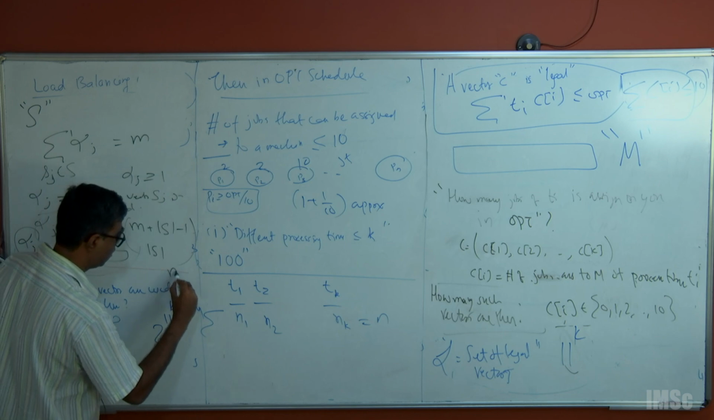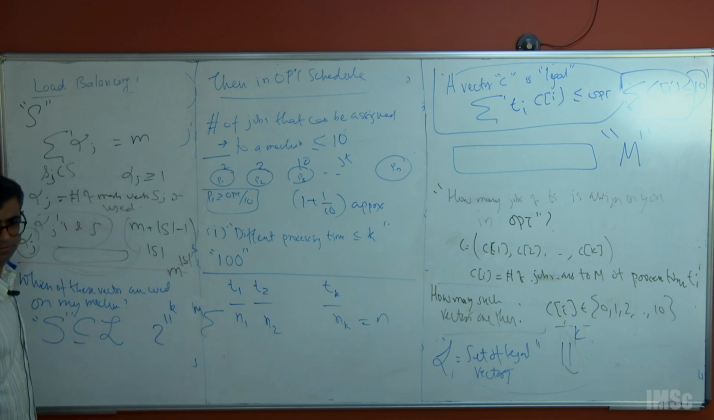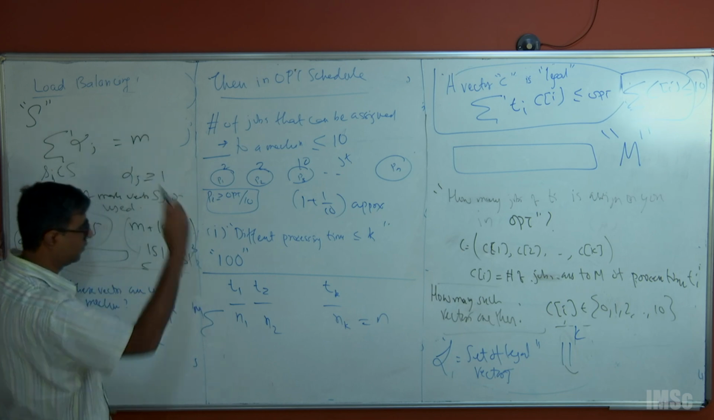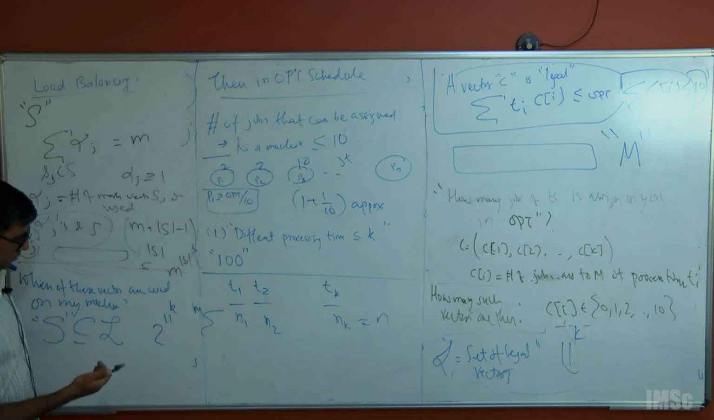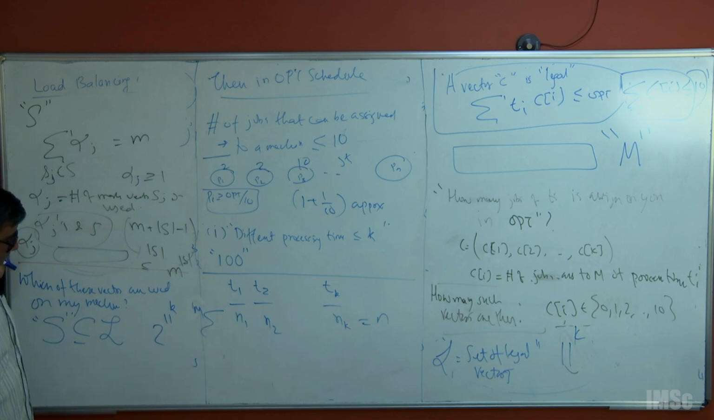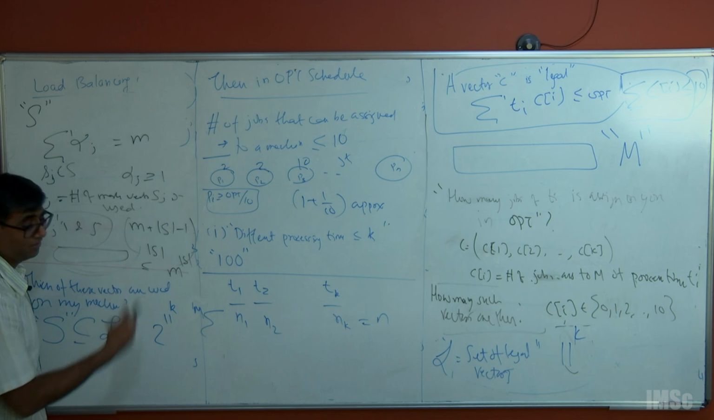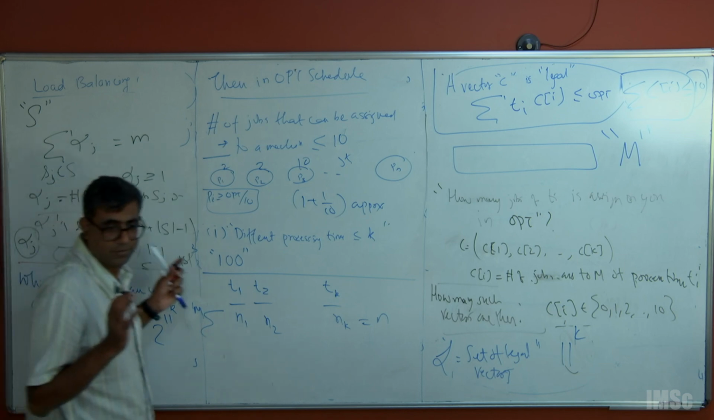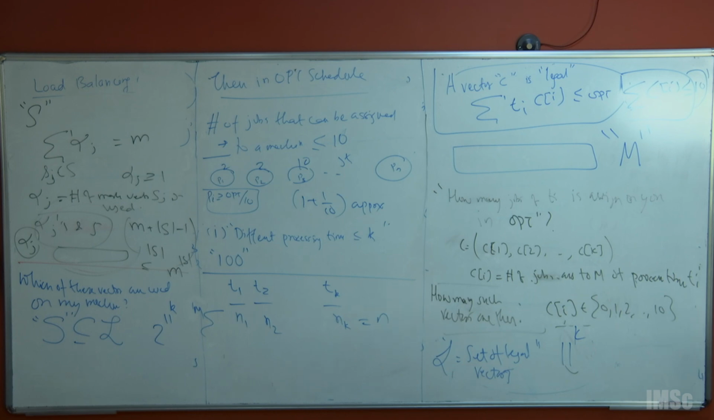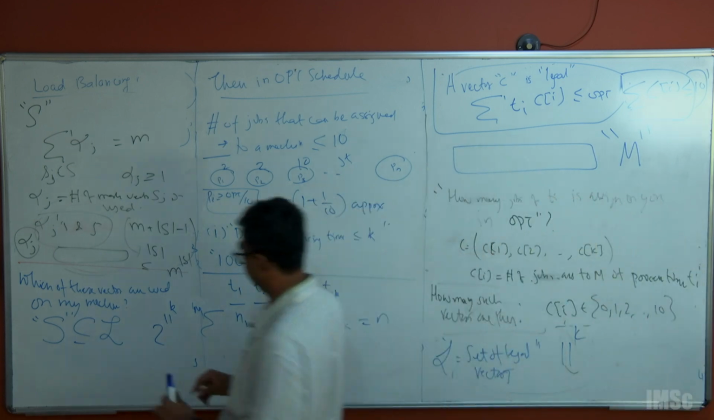Which is less than or equal to m power size of S, so this is like m power 11 to the power k. Fine, right? Size of S is upper bounded by that. So this is fine. I have solved the problem. Excellent, right? So I have solved the problem in time.